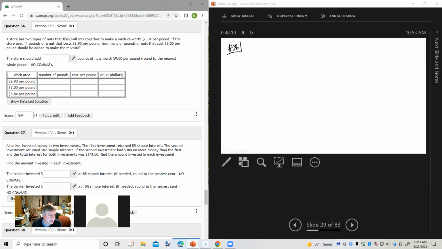A store has 2 types of nuts that they will mix together to make a mixture worth $6.84 per pound. If the store uses 11 pounds of a nut that costs $2.90 per pound, how many pounds of nuts that cost $9 per pound should be used to make the mixture? Okay, so let's copy the work area there.